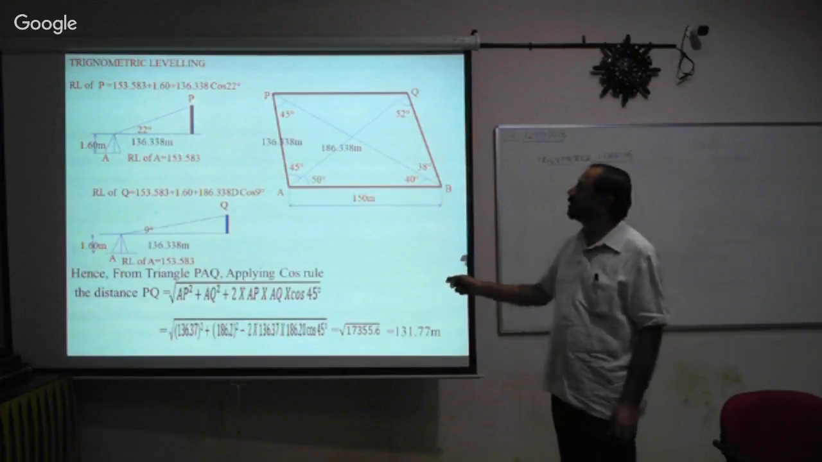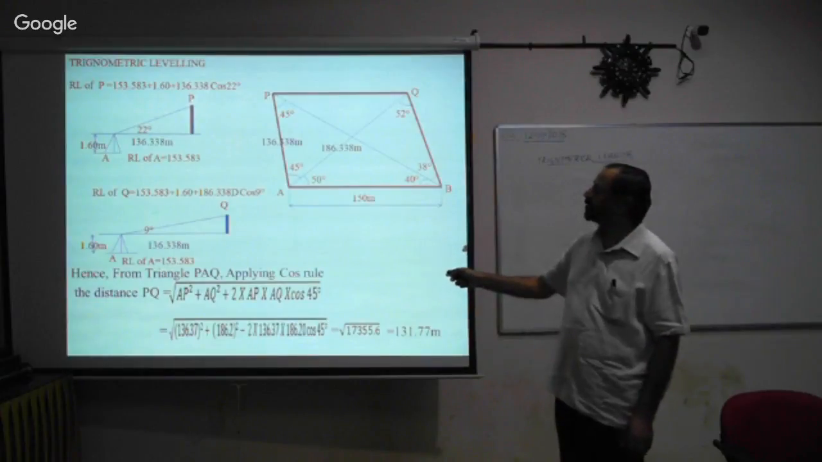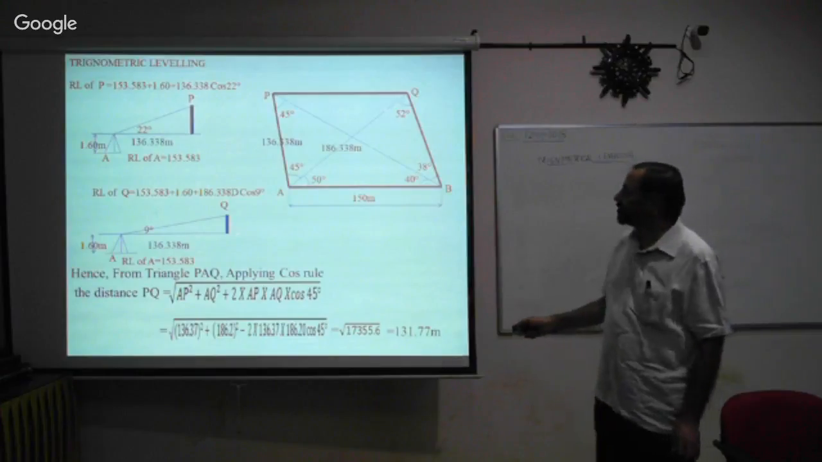Now that will give you the RL of the instrument station plus HI plus the distance, 136, 338 cos 22. That gives you the RL of P. And similarly, the RL of Q, same thing.